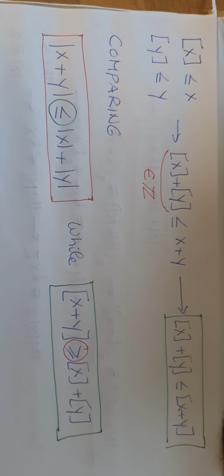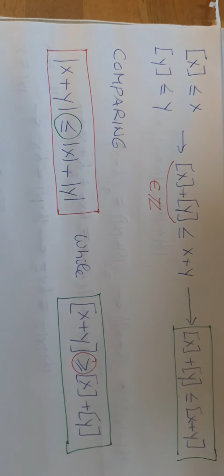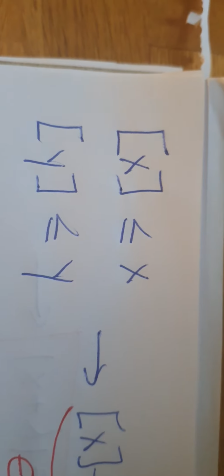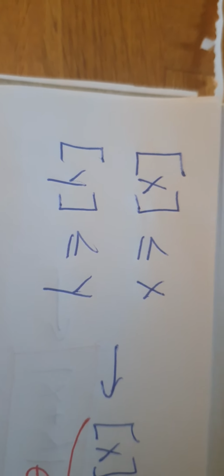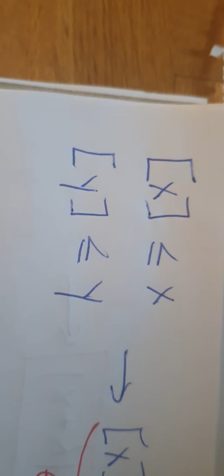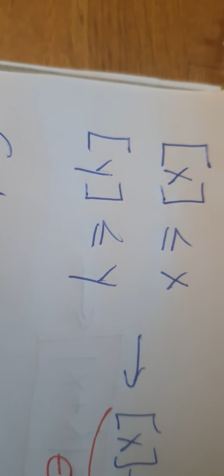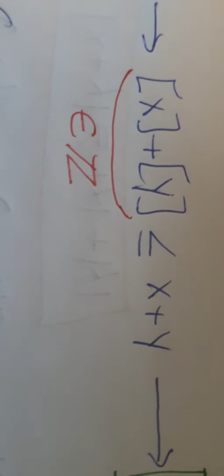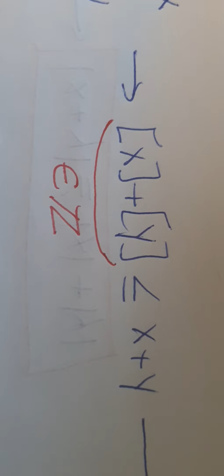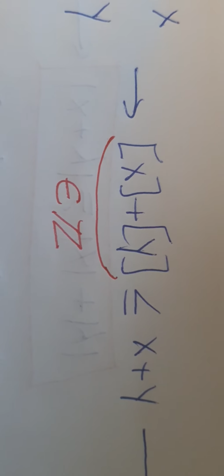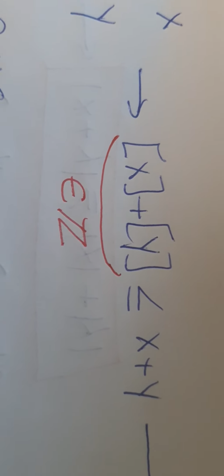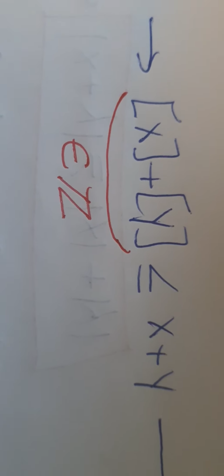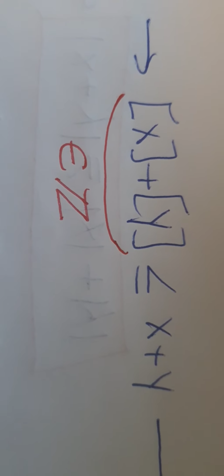According to the definition of the integer part, we know that the integer part of x is less than or equal to x, and the integer part of y is less than or equal to y. And this means that if I now add both sides of the inequalities, I get that the sum of the integer part of x and the integer part of y is less than or equal to the sum of x and y. But remember that the left-hand side is an integer.